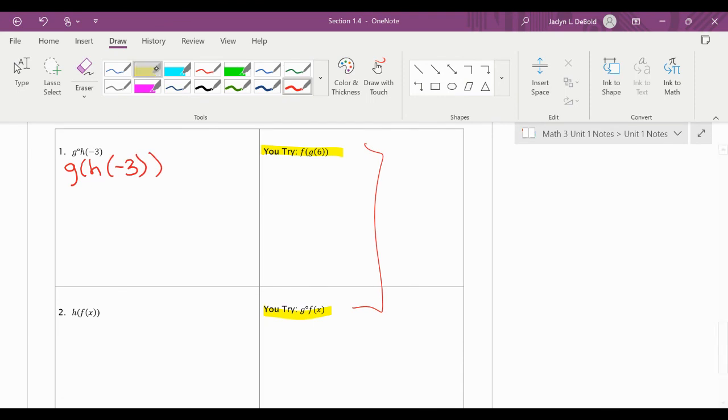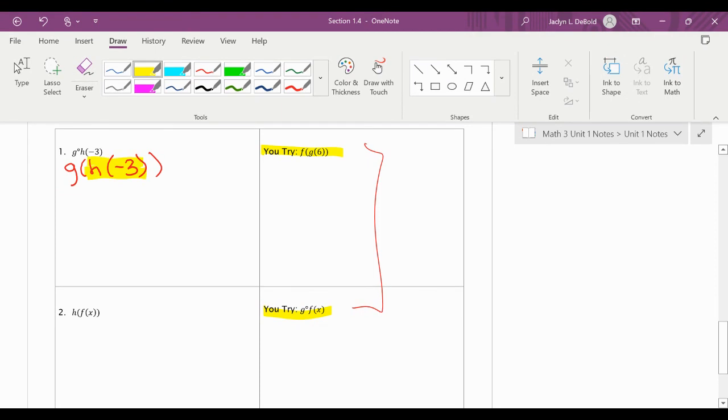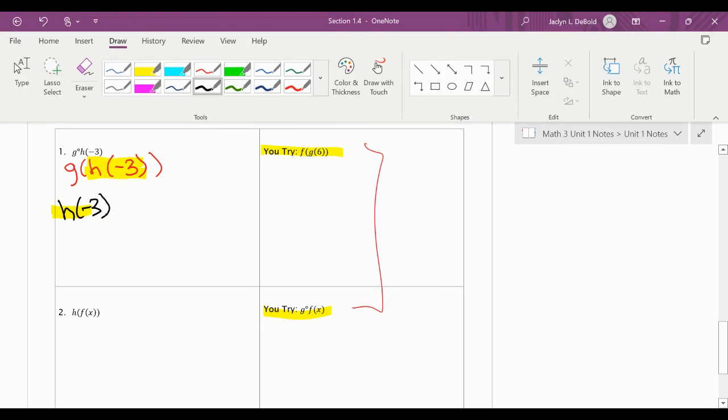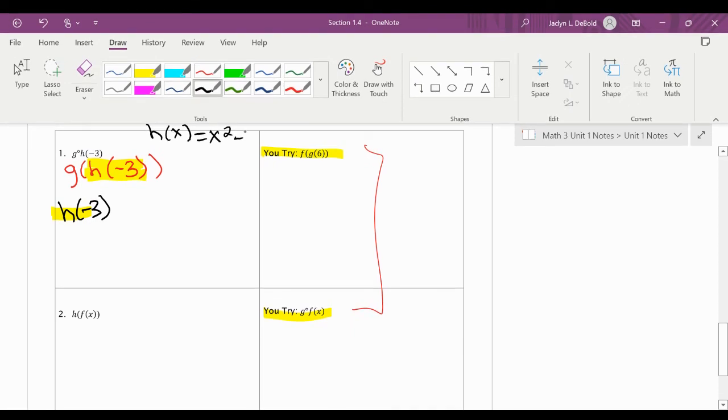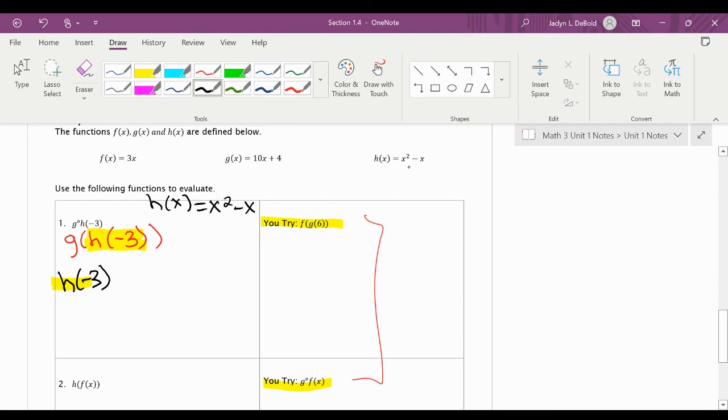What that means is we start from the inner part first. And we first want to find out what is h of negative 3. And that's going to give us a number. So I'm going to go ahead and do that part first over here. So if I do h of negative 3, well, we want to see what h is. And we actually have here that h is x squared minus x, right? So h of x is x squared minus x. And that's based on what you see in your notes right here. I'm getting it from right here.